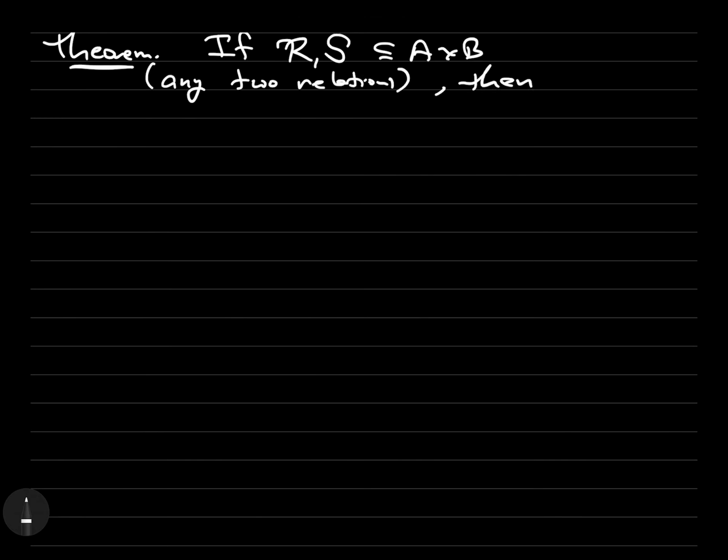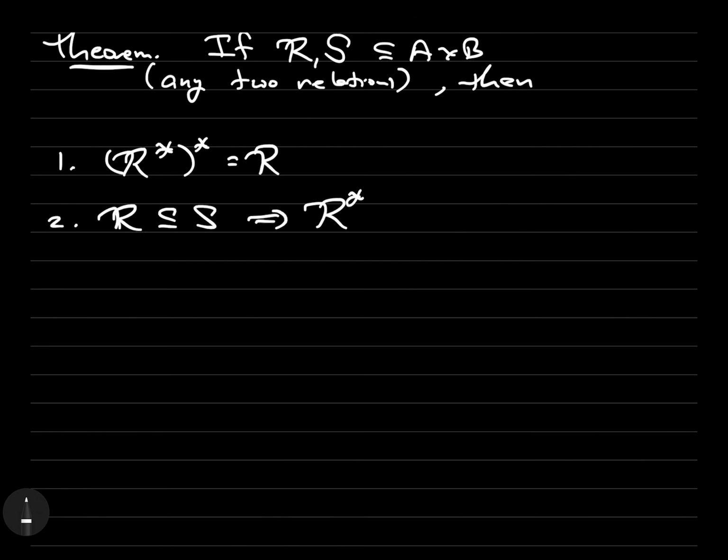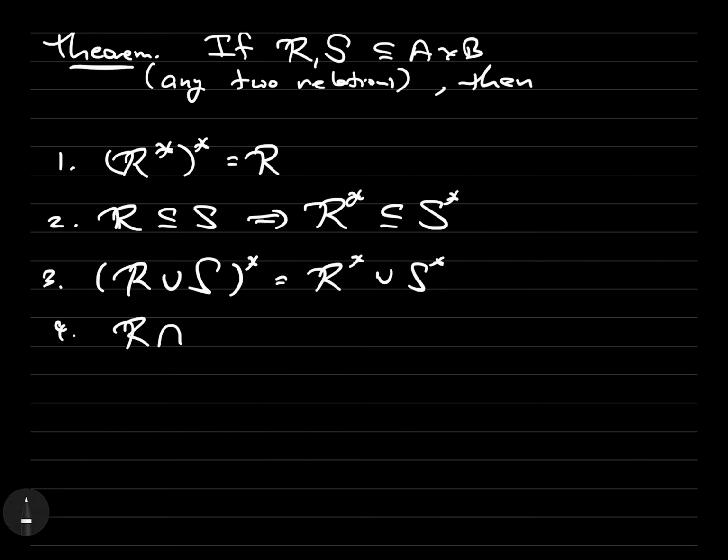Okay, now for a theorem. If R and S are two relations from A to B, then we have some identities. The conjugate of R star is R itself. If R is a subset of S, then R star is a subset of S star. The conjugate of a union is the union of the conjugates. The conjugate of an intersection is the intersection of the conjugates.